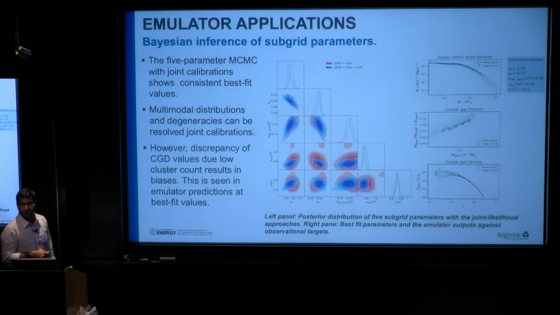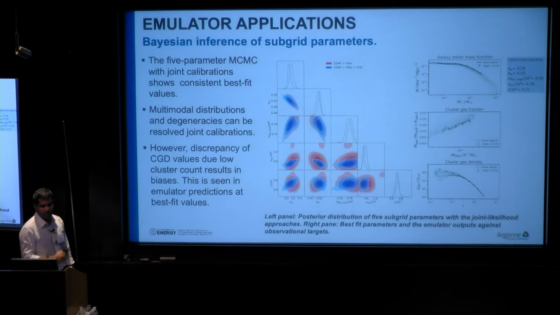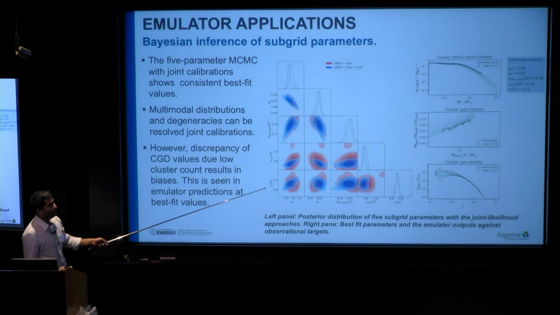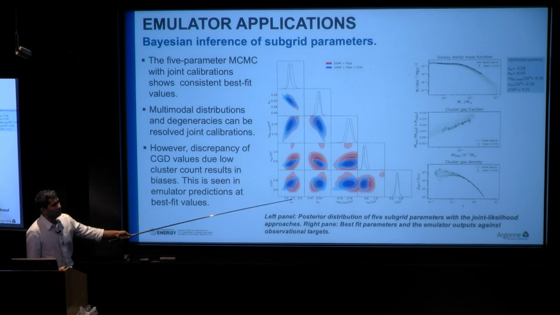With this, I go to the emulator application. So we did run a full 5-parameter MCMC, and we do notice that the 2 contours I'm showing here are the joint likelihoods with galaxy stellar mass function and gas fraction, and the other one is all 3 components. So we do get pretty good consistent posteriors.